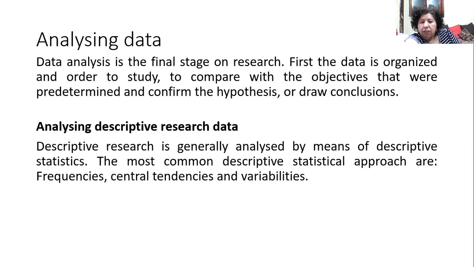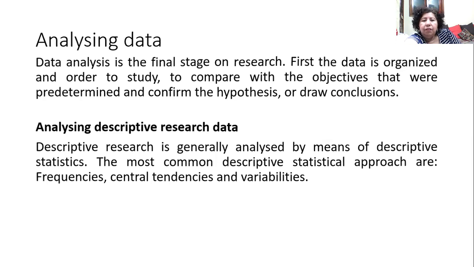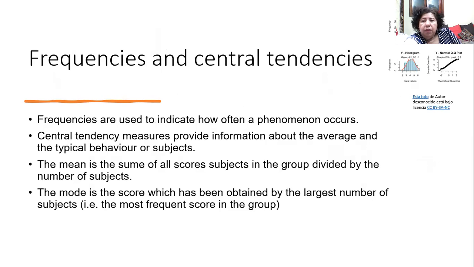Descriptive research is generally analyzed by means of descriptive statistics. The most common approaches in this field are frequencies, central tendencies, and variabilities. Then let's check. Okay, frequency and central tendencies. These are used to indicate how often a phenomenon occurs. And these are the most important.